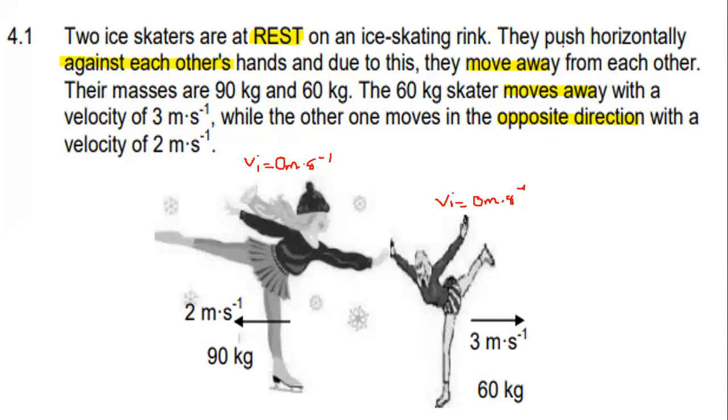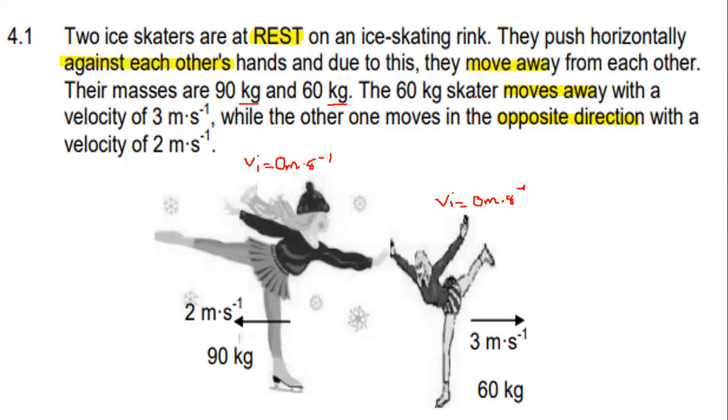Now, what does this tell us? It tells us that if they are pushing horizontally against each other, then they are exerting a force on each other. And it makes sense. Now, when we look at this particular skater, the 90 kilogram skater is pushing the 60 kilogram skater to the right. And then the 60 kilogram skater is pushing the 90 kilogram skater to the left. So they are exerting forces on each other through their hands. And we've been given the masses there, and the masses are in kilograms, so we don't need to do any conversions.